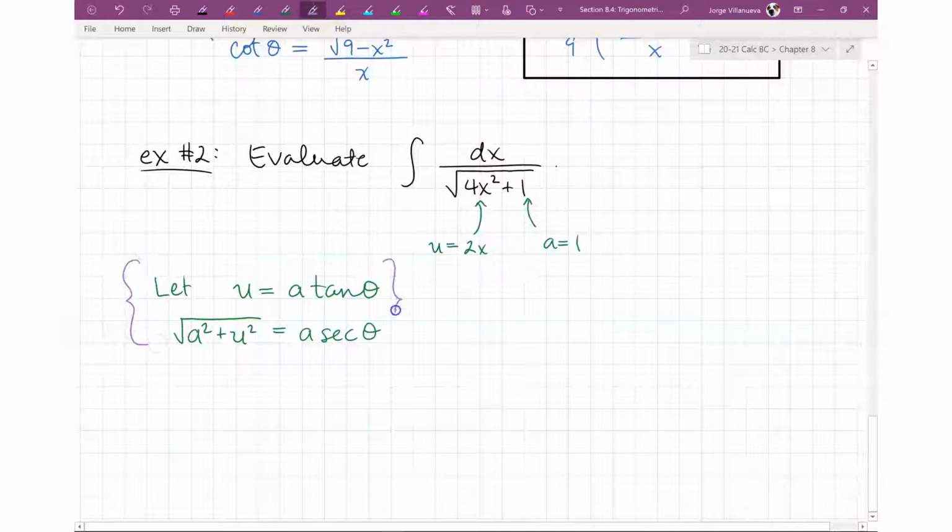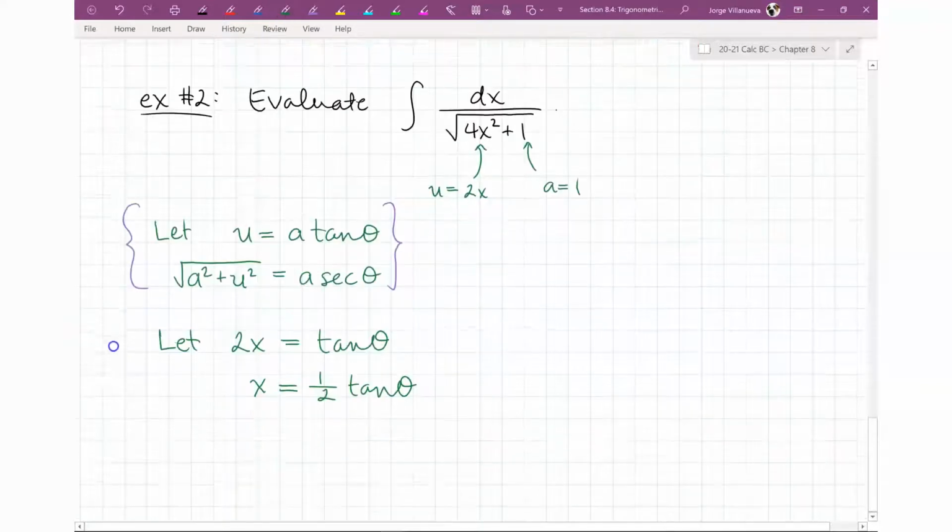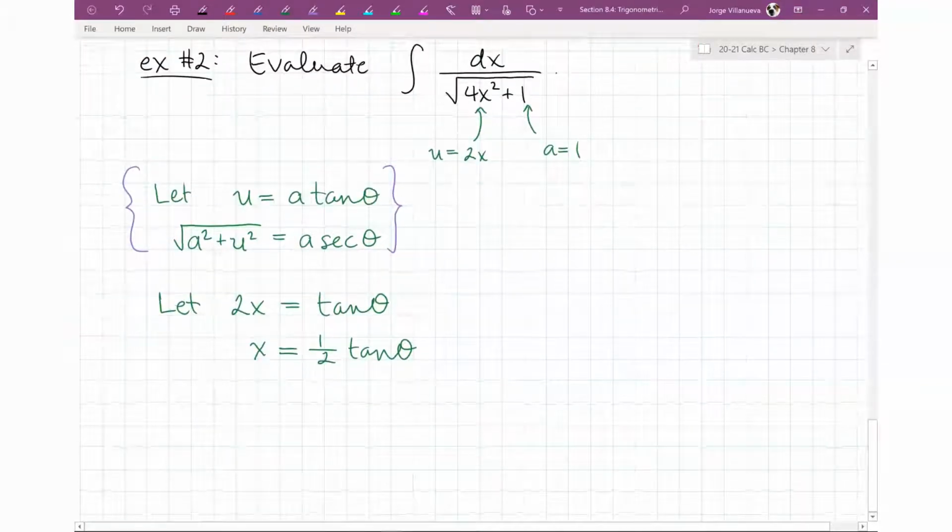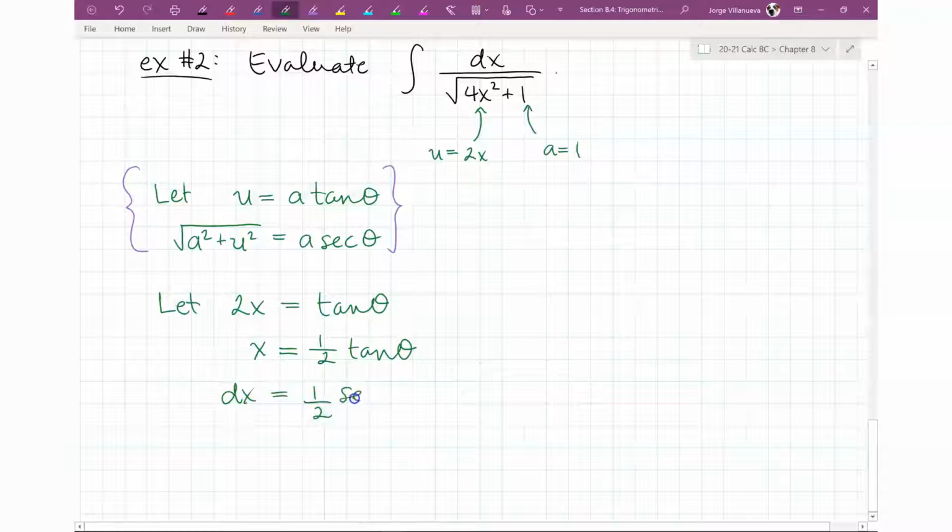So remember, this is what's given as the formula. So let u, which is 2x, equal a, which is 1, tangent theta. Well, I don't want to have a 2x. I want to have an x. So I'm going to say, let's set x equal to half tangent of theta. Because I've got to take a derivative. Remember, I need a dx. So I'm going to take a derivative of it. So dx is equal to 1/2 secant squared theta d theta. So that's what dx is equal to. 1/2 secant squared theta d theta.